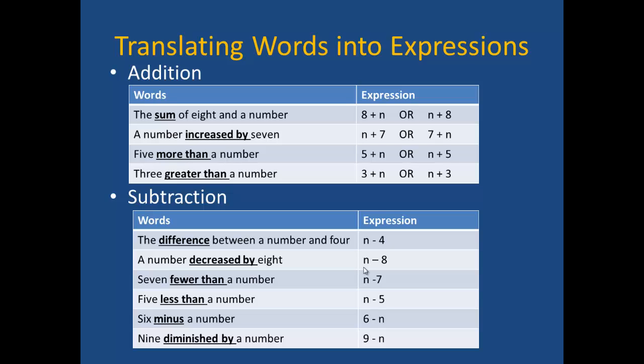I'm starting with a number, which I'm calling n, and subtracting 5. 6 minus a number starts with 6 and subtracts the number. And 9 diminished by a number means I start with 9 and subtract n. With subtraction, read the written words very carefully and think hard before you write the expression to be sure that you have the numbers and variables in the proper order.